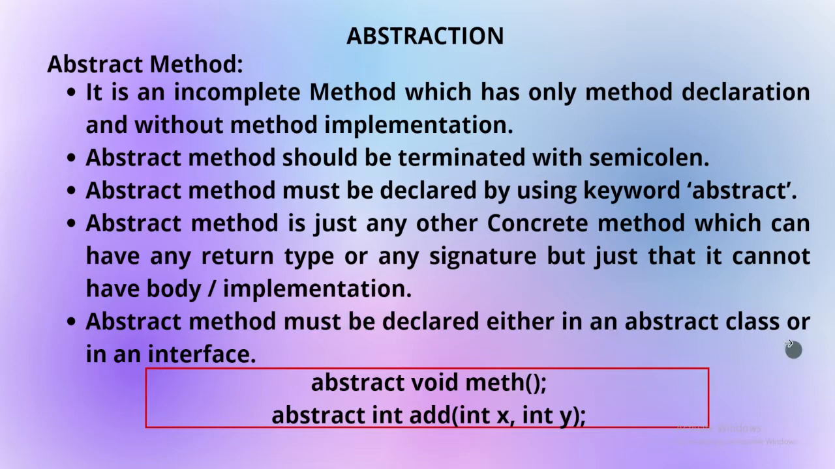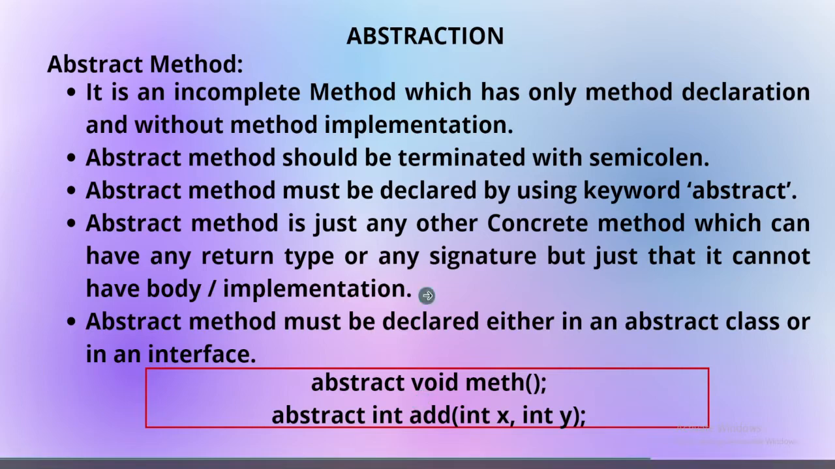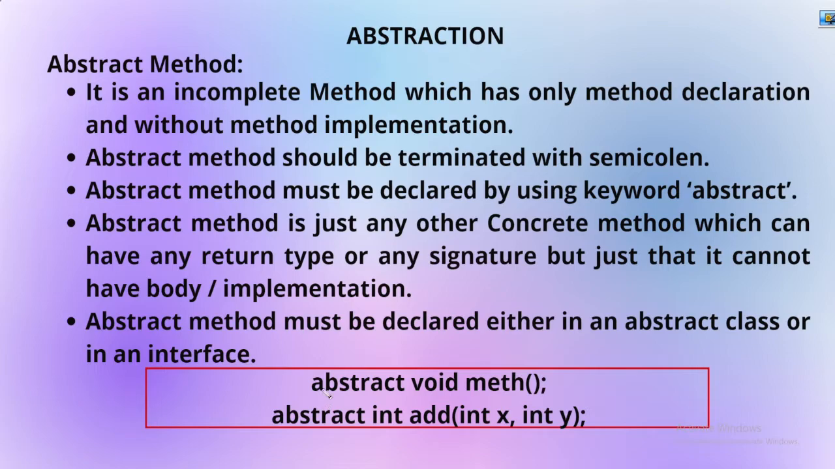So these are the two things: how you're going to display your abstract method. First, here below you can see the syntax for the abstraction, or abstract method you can say. Abstract method should be terminated with a semicolon. Okay, it has been terminated with a semicolon. Here also it has been terminated with a semicolon, and here as well. Abstract method must be declared by using the keyword abstract.